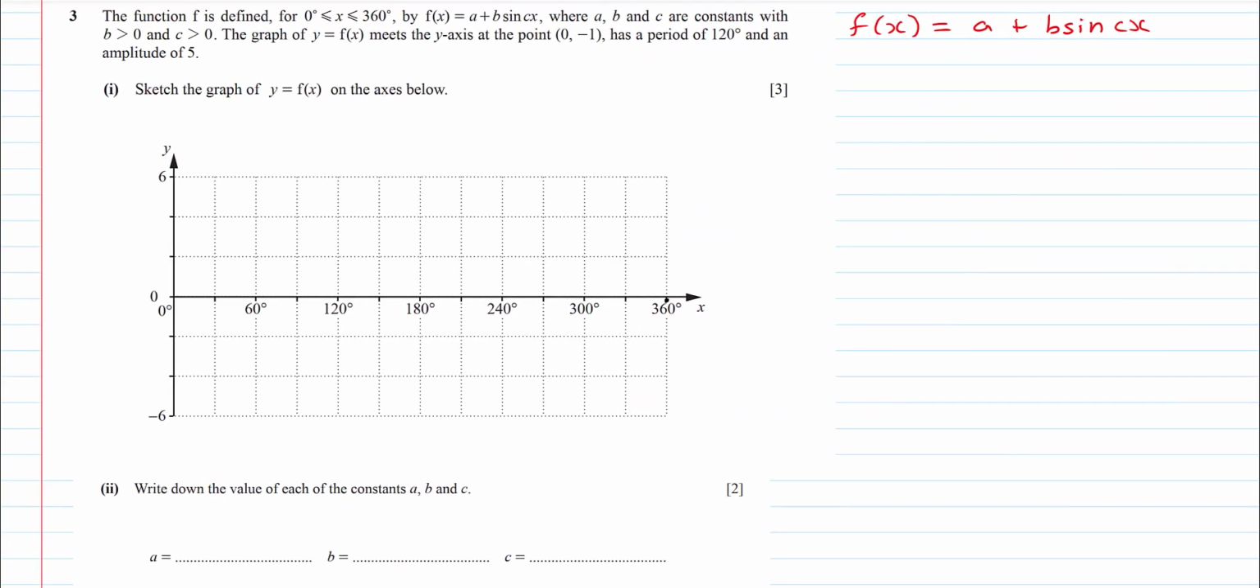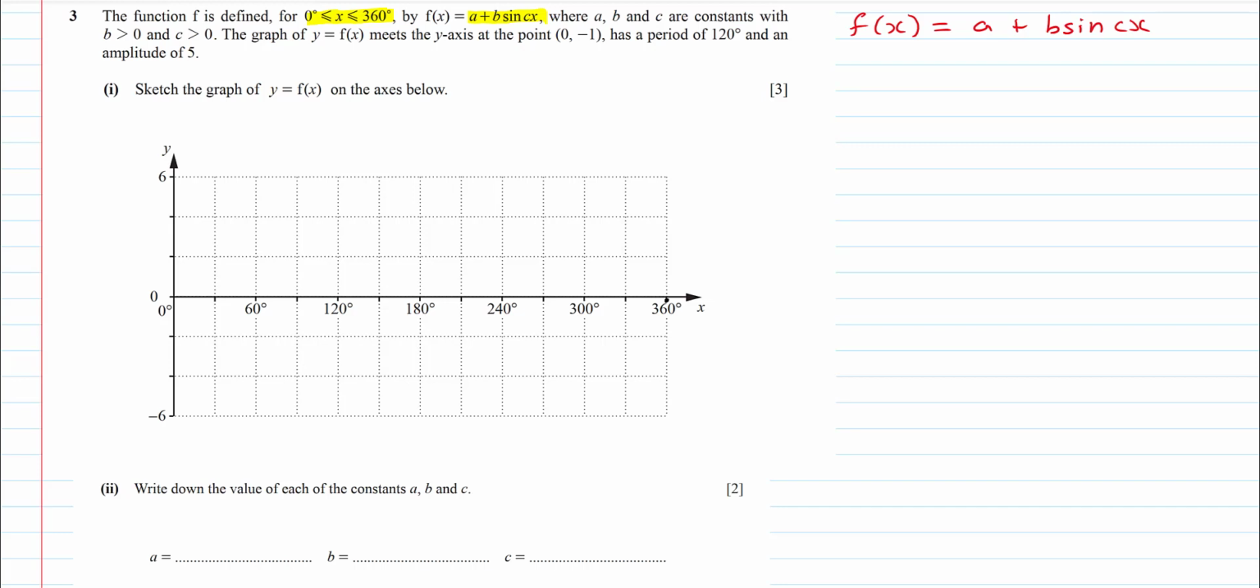Question 3. So we're given this function f that's defined for x is greater than or equal to 0 degrees, but less than or equal to 360 degrees. And it's in this form here. F of x is equal to a plus b times sine cx. So a, b, and c are constants, and they're greater than 0. So we're given some information, and we need to sketch this graph.